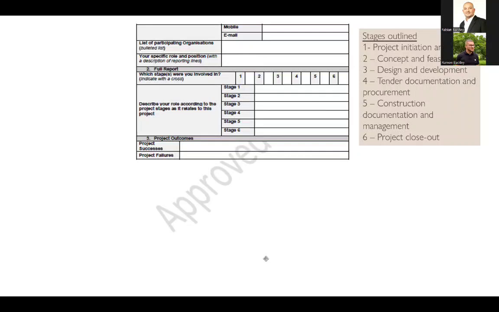So those 4, 5, and 6 is usually more primarily where the construction health and safety officer and CHSMs are involved, right?